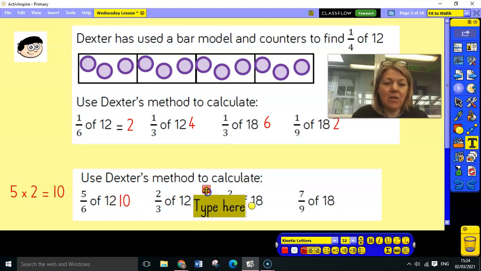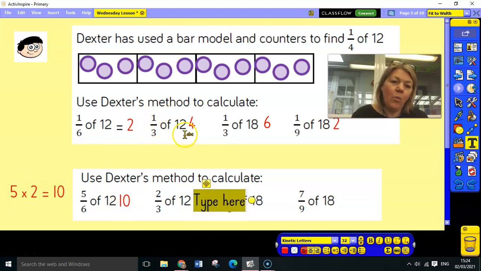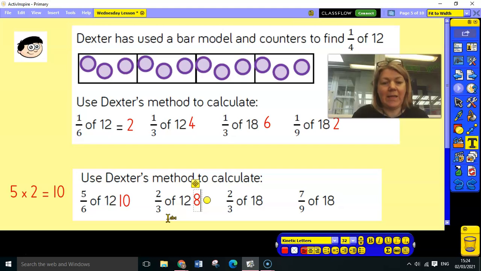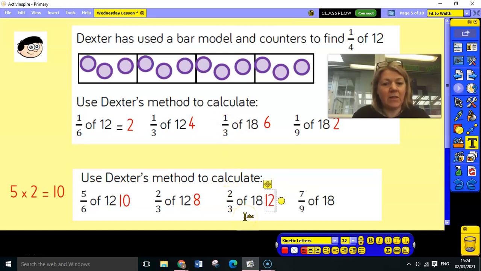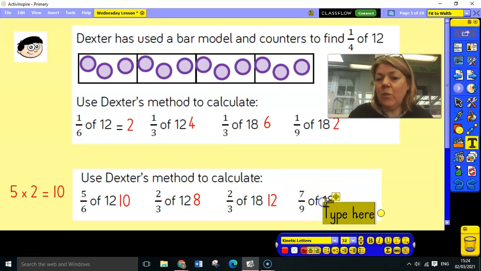So if I continue doing that down here, I know that 1/3 of 12 is 4. But I haven't got 1/3, I've got 2/3. So 4 multiplied by 2 is 8. Times tables are really handy, aren't they? It's important that you know them. I know here I've got 1/3 of 18, which is equal to 6. But I haven't got 1/3, I've got 2/3. So that's going to be 2 multiplied by 6, 2 lots of 6, which is 12.